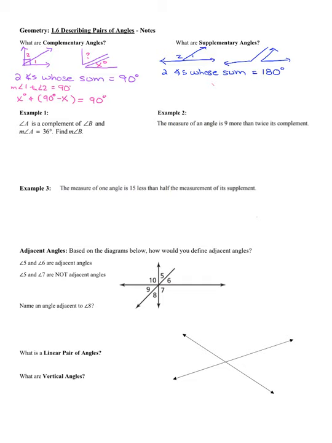Now sometimes people get these confused, so think about the alphabet. C comes before S, 90 comes before 180. So the smaller is the complementary, which is 90. The larger, S, supplementary, goes with 180.